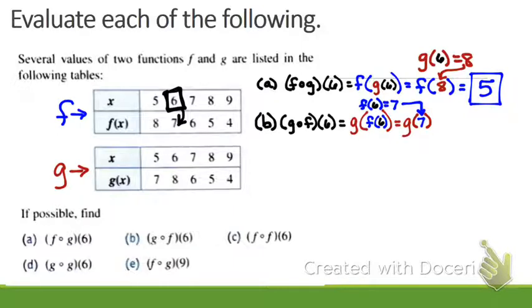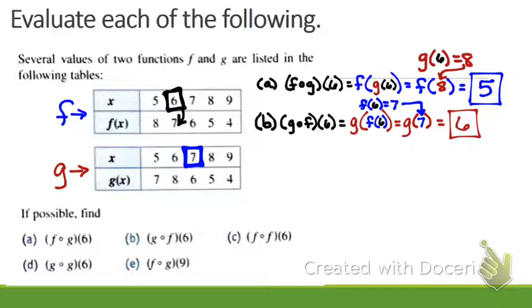So now that 7 is traveling down our conveyor belt, it gets to the next function, function G. Do you see 7 as an input value on the G table? What does it spit out as the output? 6. How are we doing? Doing okay?